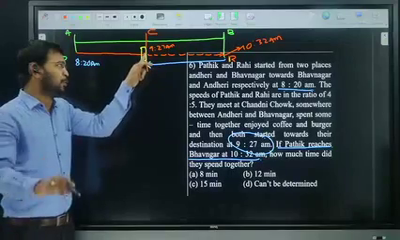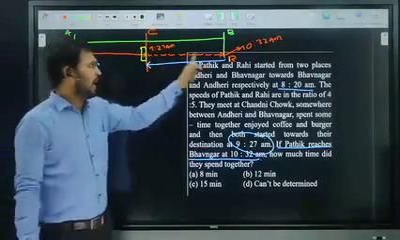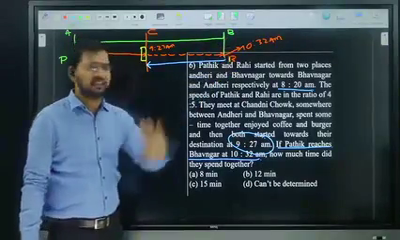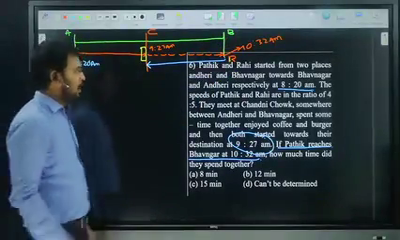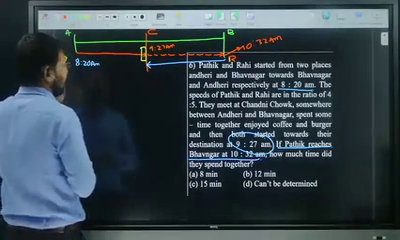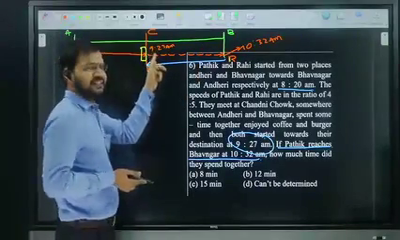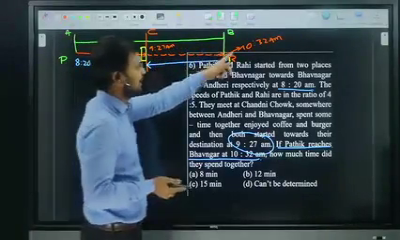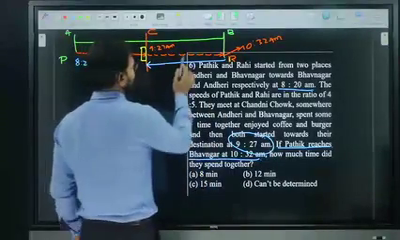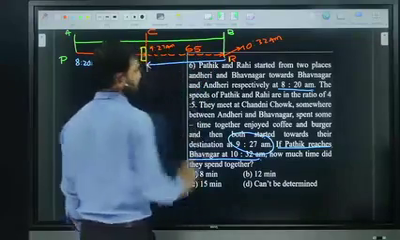From Chandni Chowk, Patik leaves at 9:27 a.m. and reaches Bhavanagar at 10:32 a.m. Amma, here one thing is very clear. For Patik, Chandni Chowk to Bhavanagar, how much time will it take? 9:27 is the starting time. 10:32 a.m. is the ending time. Almost 65 minutes it will take.